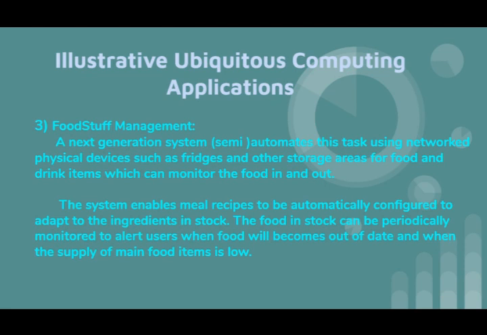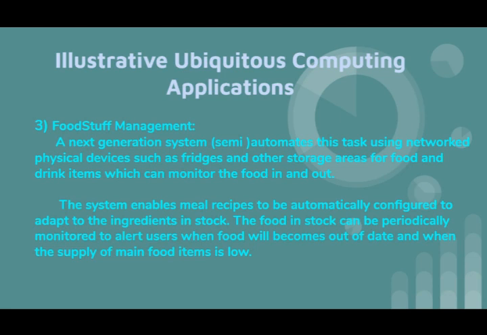Okay, the foodstuff management automates this task through networked physical devices such as fridges, which means that we have a fridge, we put some vegetables inside it, and after 7 or 8 days the fridge will provide some kind of notification. The notification will tell you that you put the vegetables in 7 days ago and now they are not in good condition, so you pick them out and throw them away. So this kind of foodstuff management will be there.